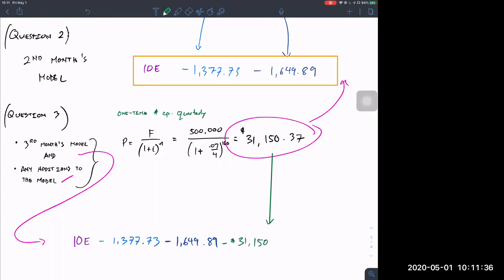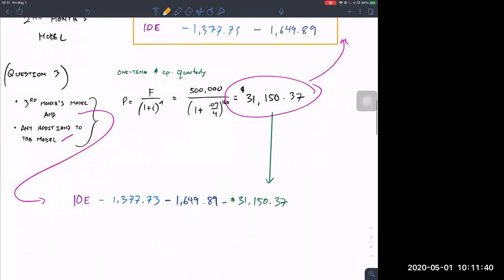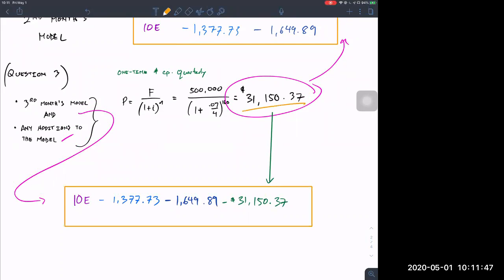31,150.37. So when we answer the second bullet down here, which is this 31,000, these two are connected, and that allows us to provide the third month's model, which is this right now. I know the question didn't ask for it, but if there was a fourth month's model, you would repeat everything except for the last one, because the last one was a one-time payment. Does that make sense? Mm-hmm.